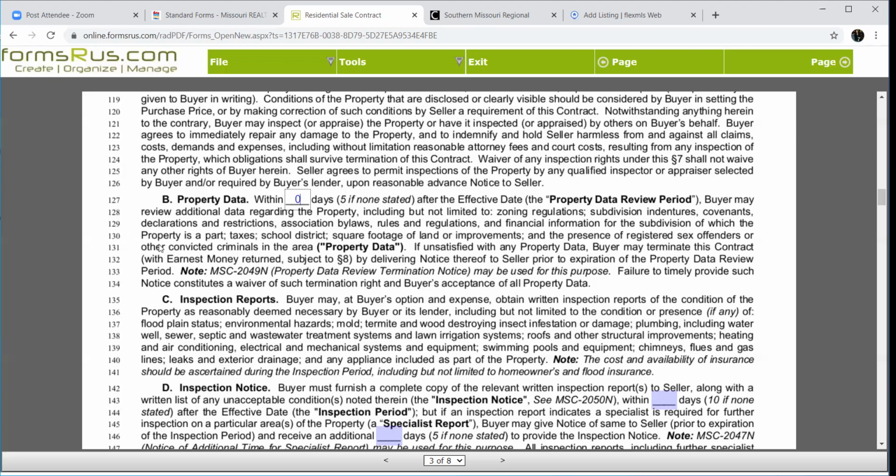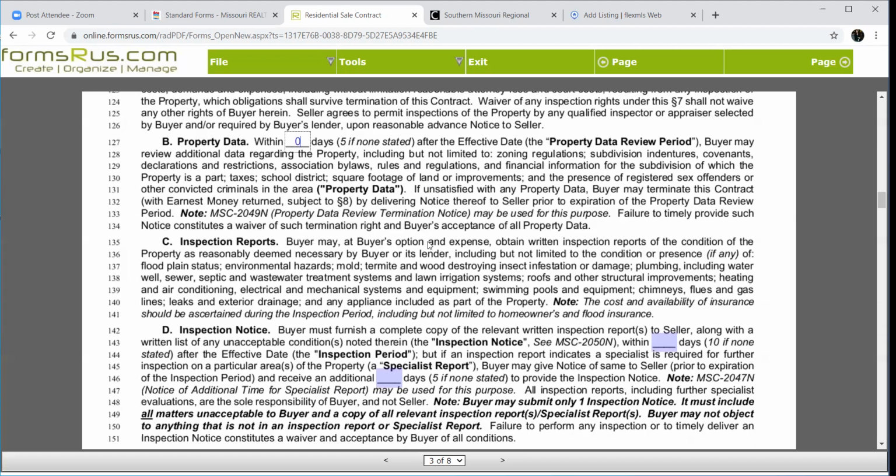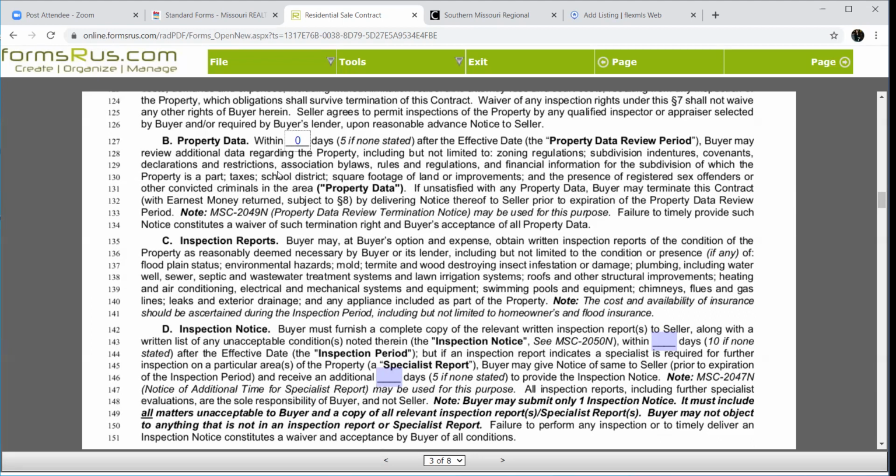So again, the smaller this number is, the better your offer looks. Because again, it is truly including but not limited to, they can get out for any reason. And they can utilize this form if they need to do it. And if they don't do anything within this time period, then they've essentially waived this particular section.